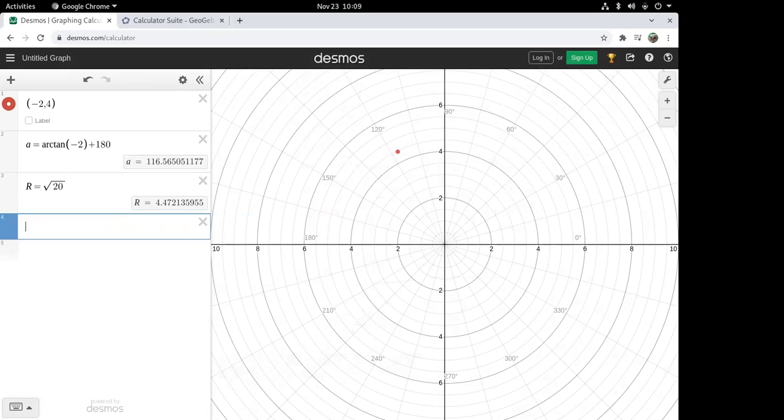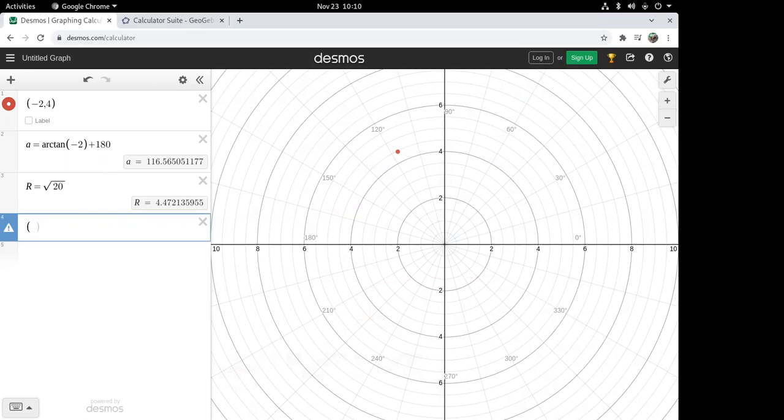Oops, and I just need to cut that in half. Okay, so this is the angle for that point. This is the radius for that point. So the new polar point then, I'm going to put it in point form, is going to be the square root of r times the cosine of this angle over 2.